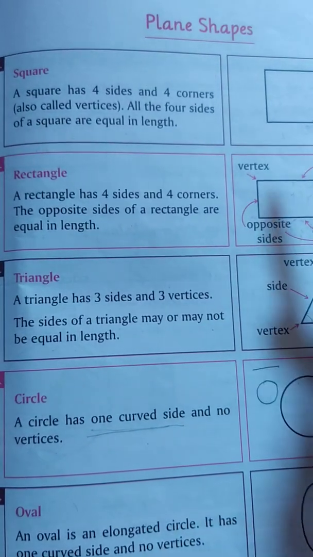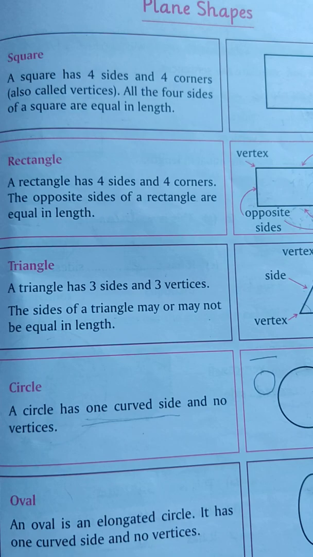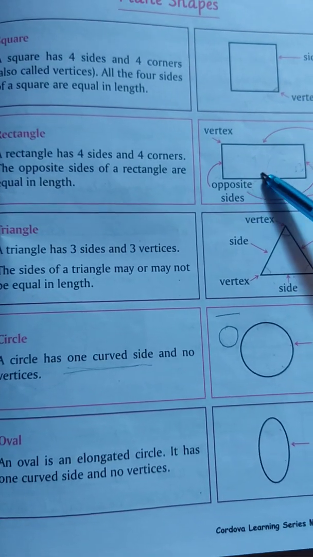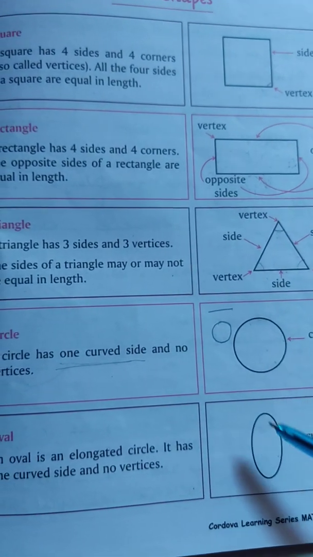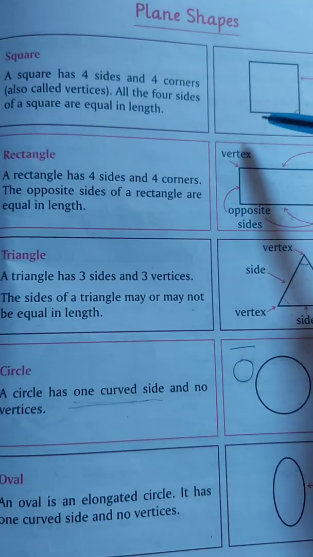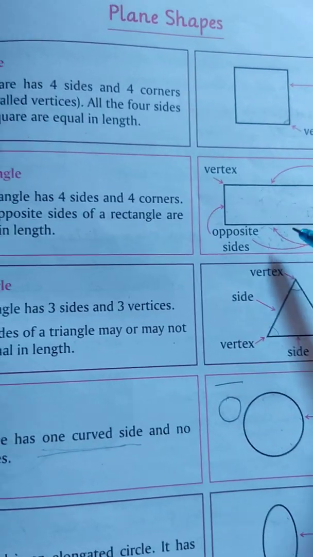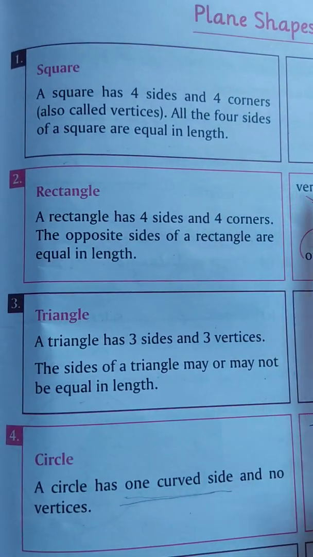Today we will learn about plane shapes. What are plane shapes? Square, rectangle, triangle, circle and oval. These are plane shapes. Square.